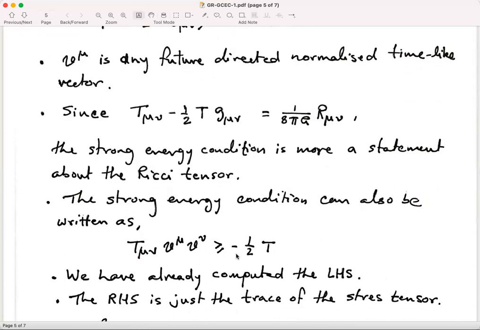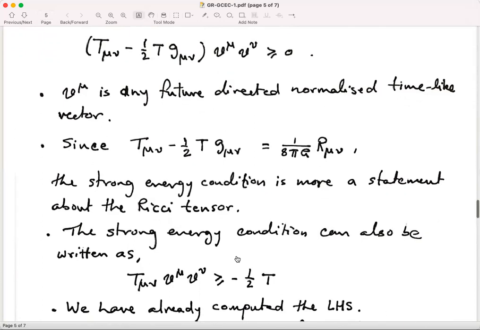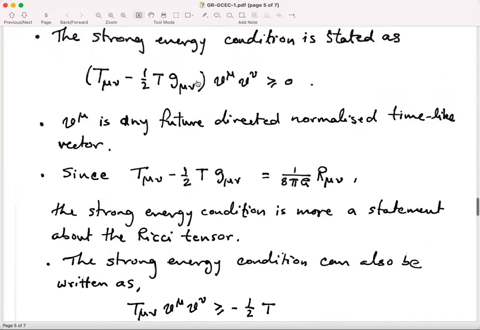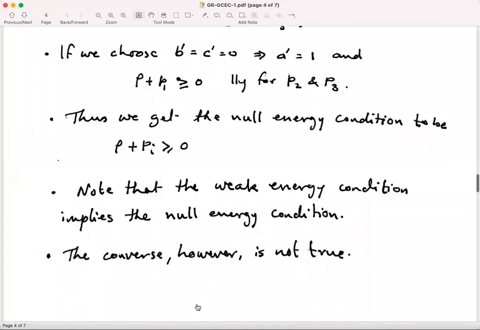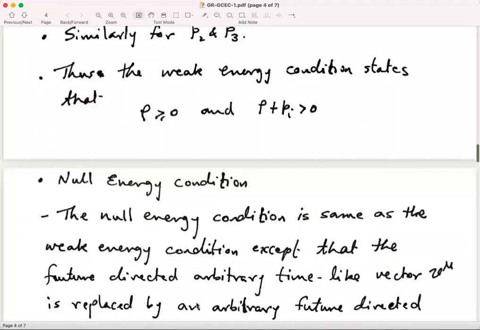So what we could do is use this equation to determine what condition the strong energy condition imposes on the components of the energy momentum tensor. Now, there is another reason for writing it in this particular fashion, because T mu nu V mu V nu has already been written down earlier. And that was here.